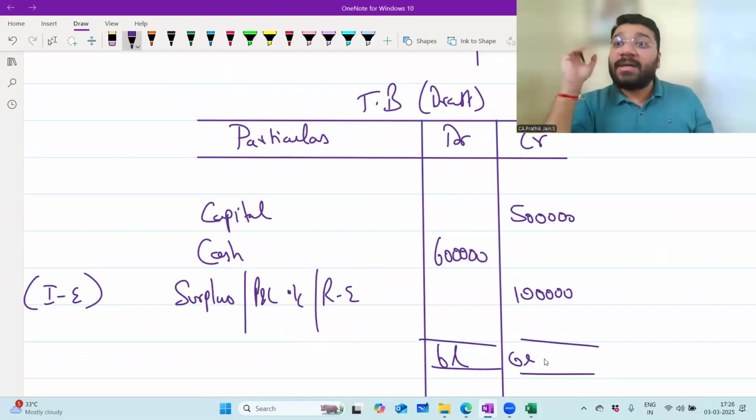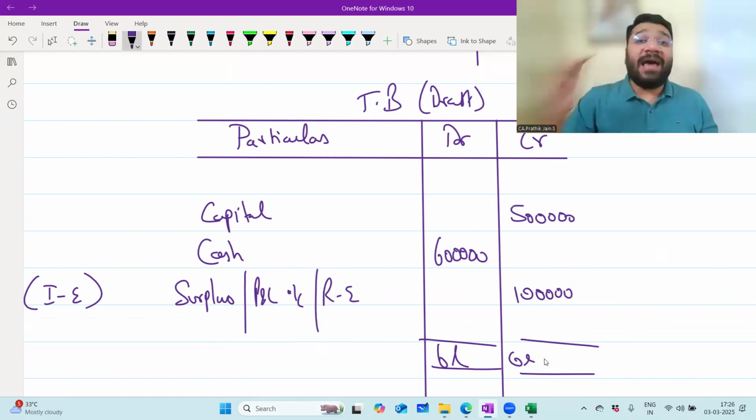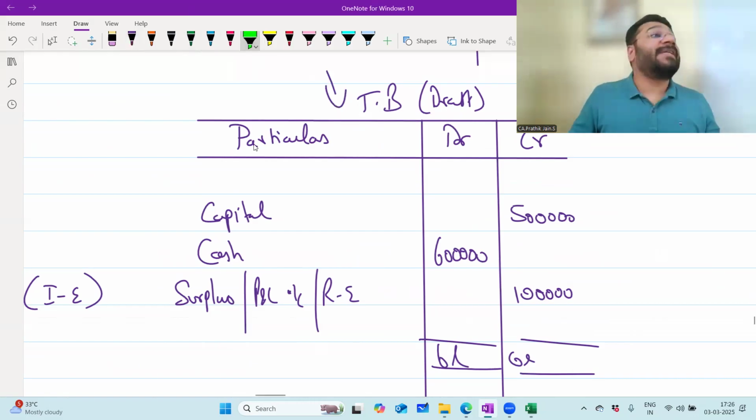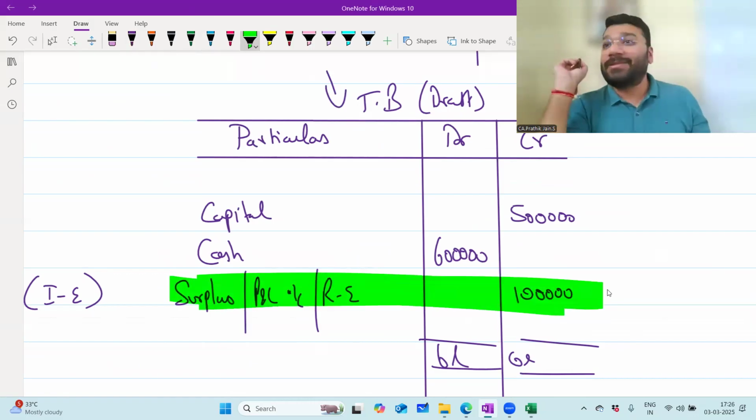Now, the question is, sir, why are you making us do this? Is it of any use or relevance to the topic that we are discussing? 100% yes. What happens is that you will get a question from this chapter where they will give you this trial balance. Which trial balance? A trial balance which is coming after the preparation of statement of P&L. And you will find this amount in your trial balance.